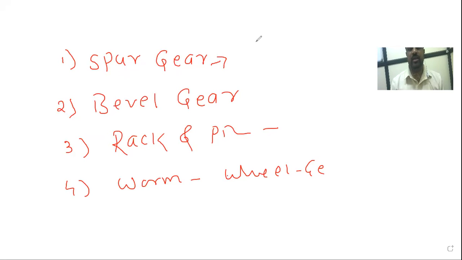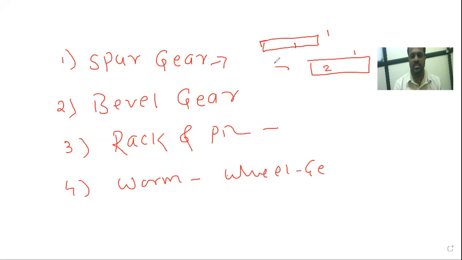Suppose we have two shafts like this, and these two shafts are parallel to each other, and suppose we want to transmit the power from this shaft to this shaft. In this condition we use the spur gear. Whenever we want to transmit the power between parallel shafts, we have to use the spur gear. Spur gear is the very basic, common, simple gear.